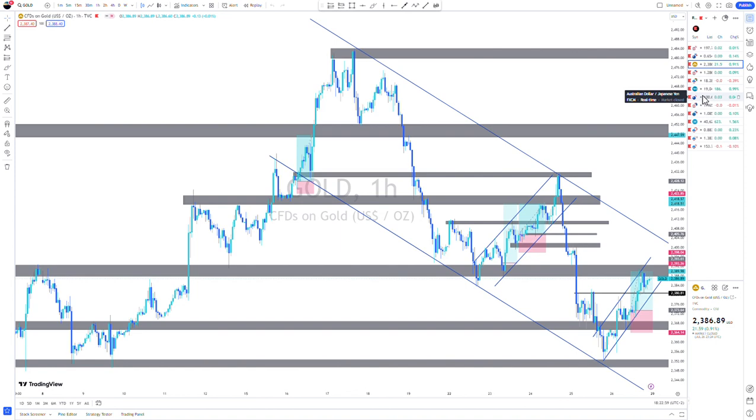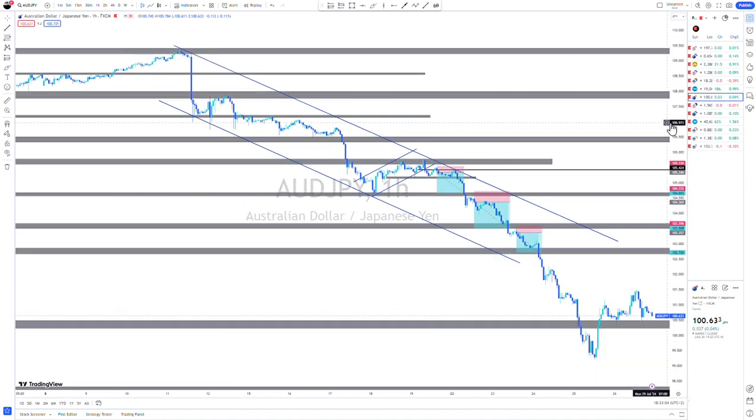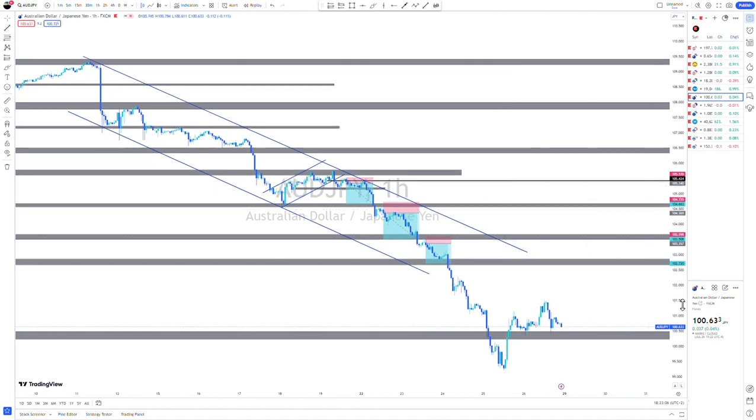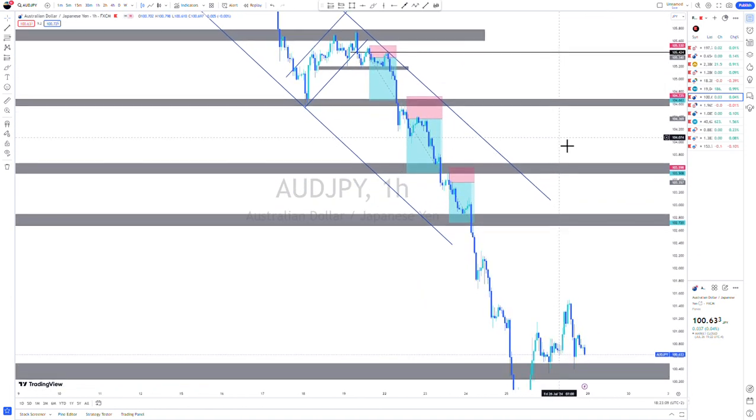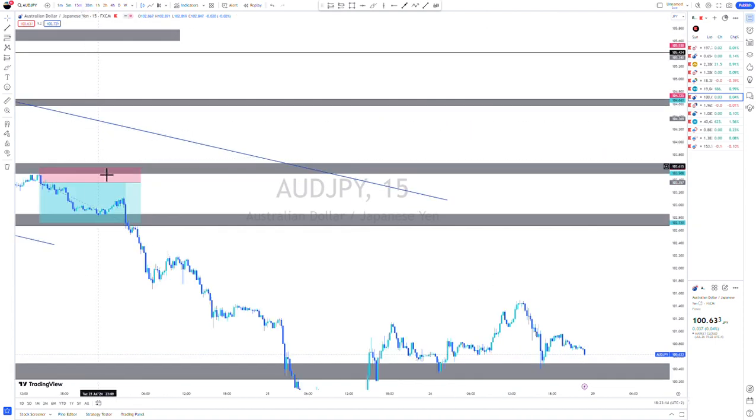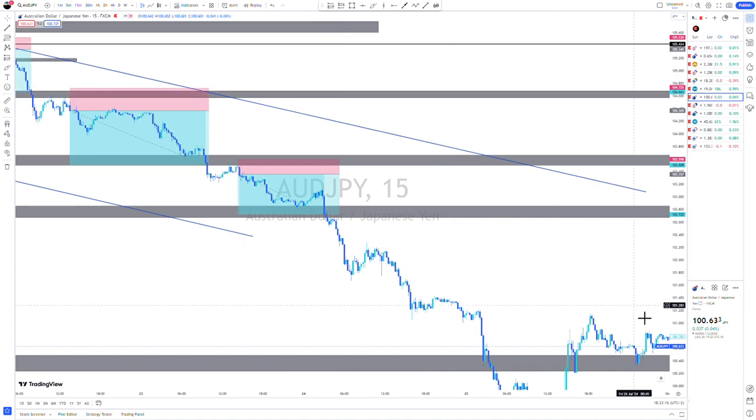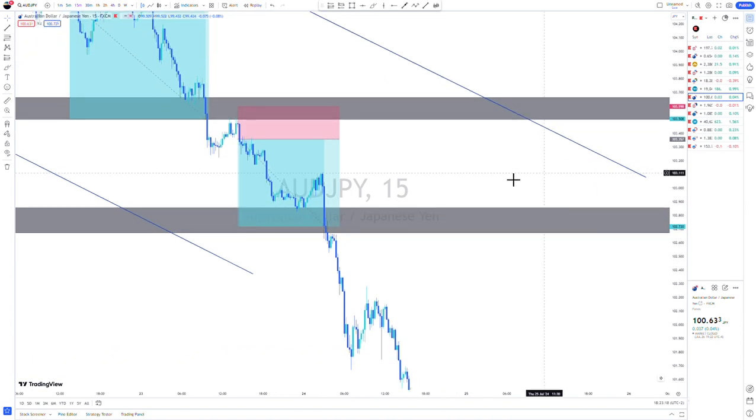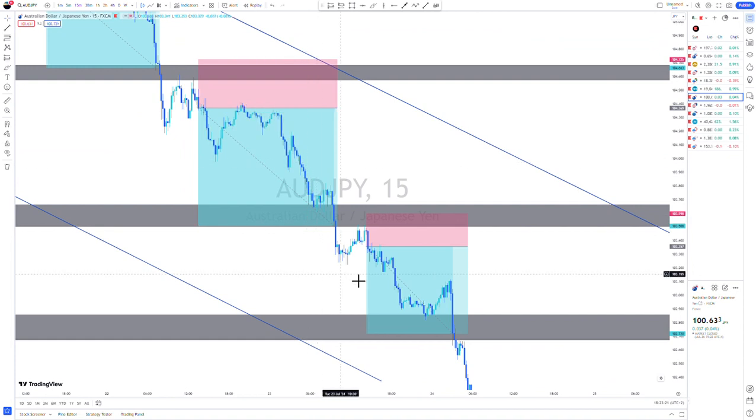Still AUDJPY, as you guys can see, the same thing happened. It was still a continuation. It was a double top, breakout and retest of a structure level. As soon as I saw this kind of thing, that's when you have a confirmation to the downside. So this was actually a good one for AUDJPY.